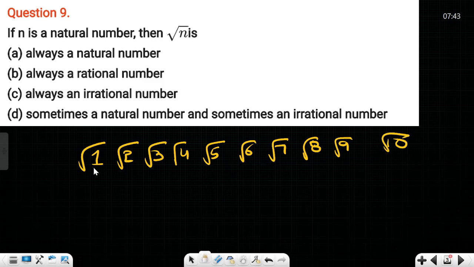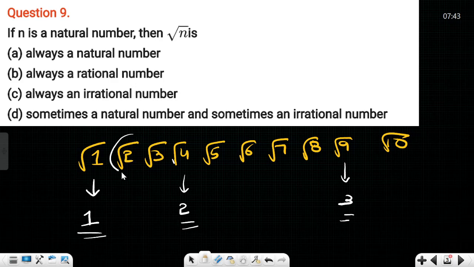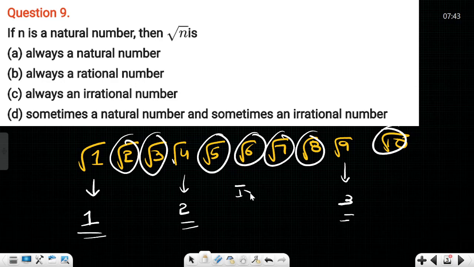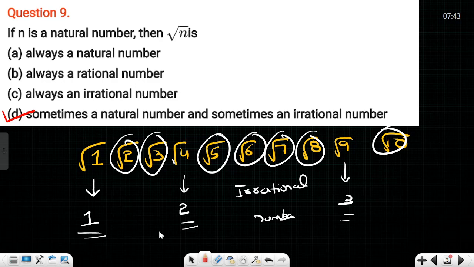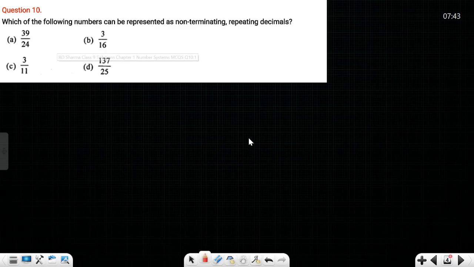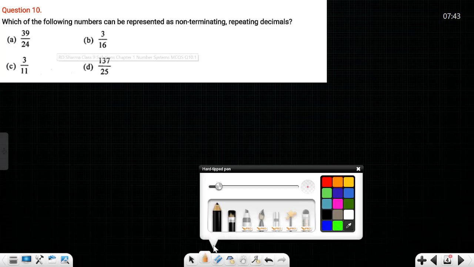Correct? So first of all, root 1 answer is 1. Root 4 answer is 2. Root 9 answer is 3. Yes, for 3 natural numbers, their roots are natural numbers, accepted. But what about the remaining root 2, root 3, root 5, root 6, root 7, root 8, root 10? They are all irrational numbers. So answer is going to be here sometimes natural, sometimes an irrational number. Clear?